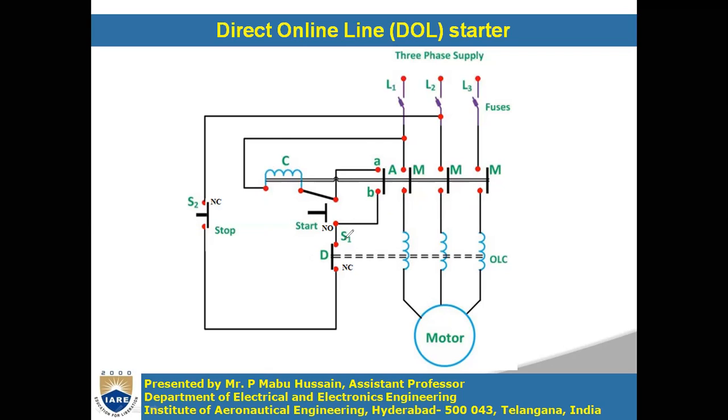So this is about the direct online starter, what we actually study in our textbooks. Of course, there is an overload coil. When the current flowing through this coil is more than some prescribed limit, this coil will push this switch, and these 2 will be open, so that the motor will be off.